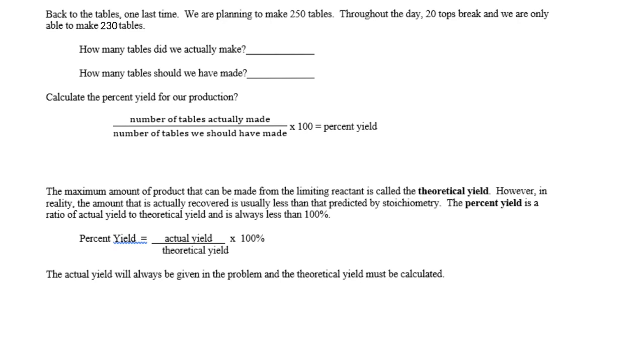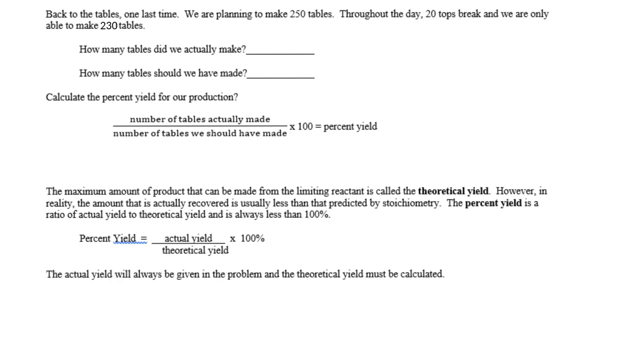Okay, we're back to talking about tables one more time. So we have a production plan that we need to make 250 tables today. However, we get a bad batch of tops and throughout the day, 20 tops break and we only can make 230 tables. So the first question, how many tables did we actually make?